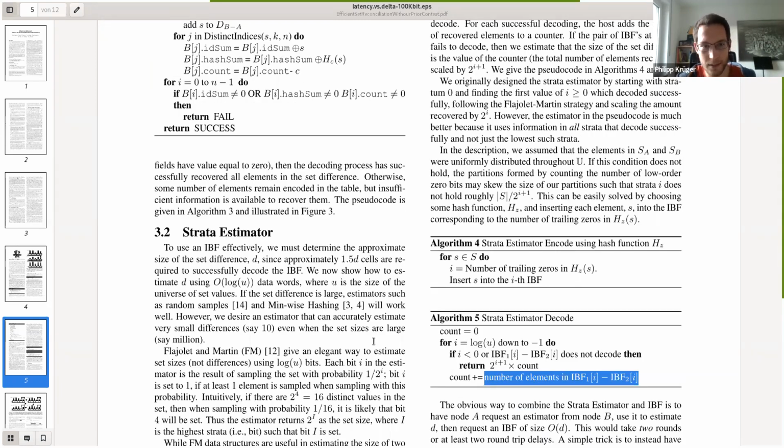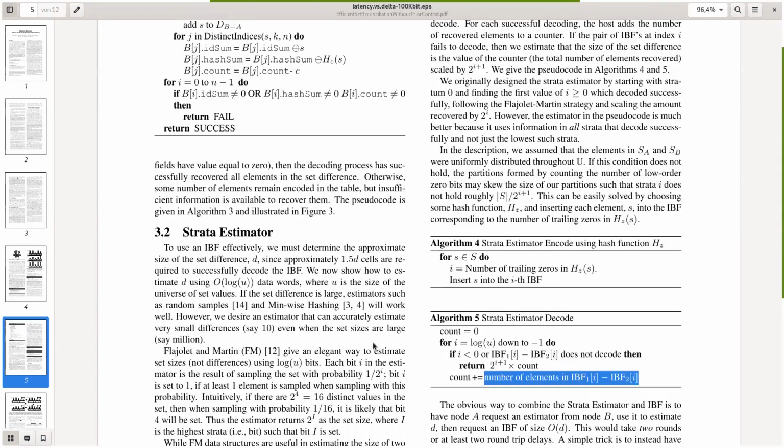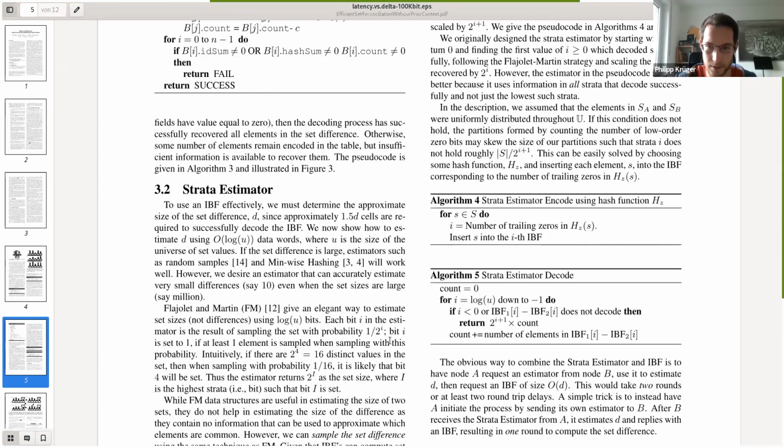Yeah. I guess FM doesn't help there. What do you mean by FM? FM is the Flajolet and Martin paper they mention in 3.2 on the left there. Ah. Okay. Yeah, I guess the number of elements in the set difference is literally decoding the set difference there and just counting how much you could decode, in case you could decode.